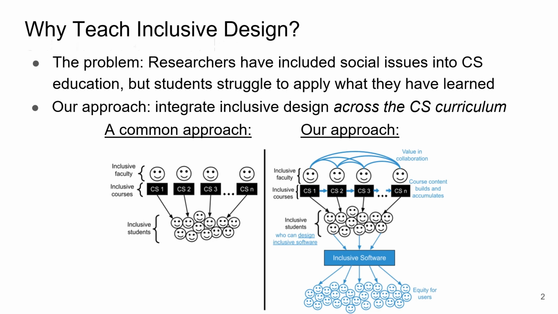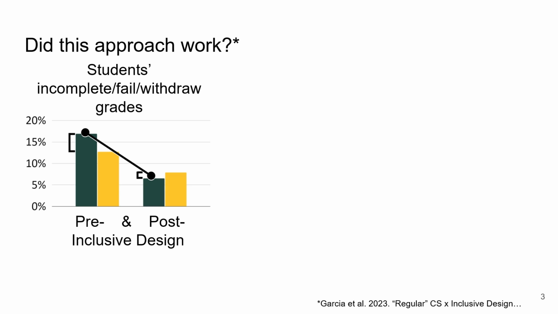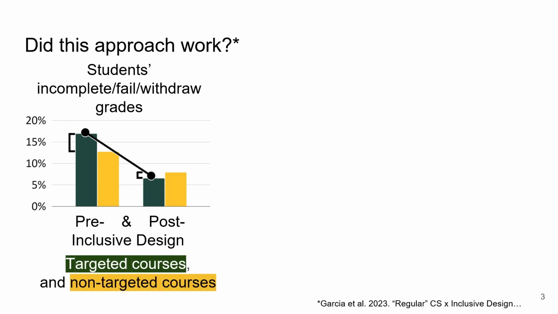But did our approach actually work? To answer this, let's take a quick look at some results from our 2023 TOAST paper. On the screen is a bar chart showing the rates of students' incomplete, fail, and withdraw grades, where lower is better. In green are targeted courses that were engaged in our approach, and in yellow are non-targeted courses in the same degree program but not part of our approach.